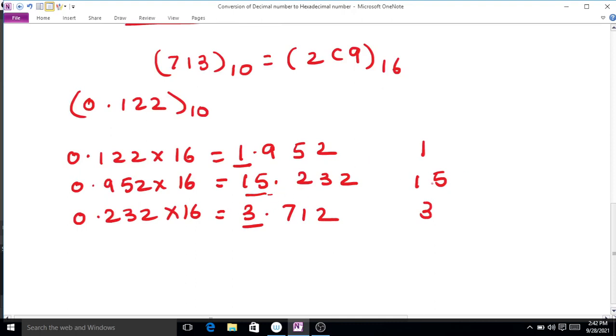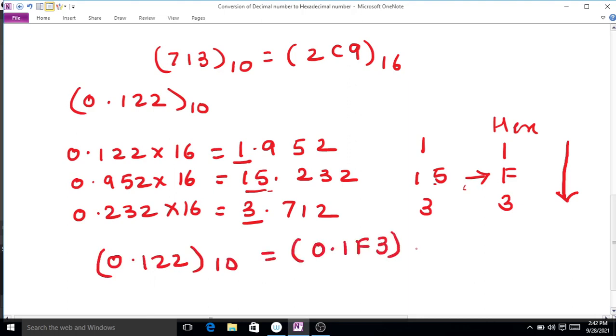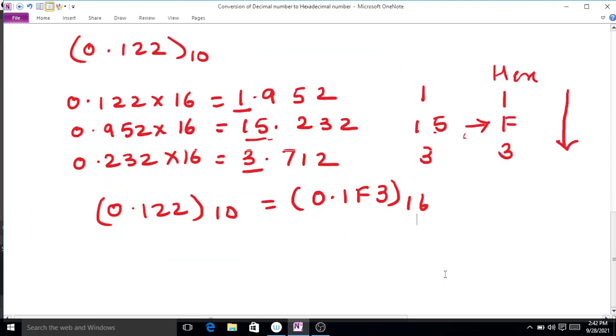Now we are going to convert these numbers into hex. So we will get 1, 15 is represented by F over here, and 3 as it is. So we will write down these numbers from top to bottom direction. So 0.122 in decimal is represented by 0.1F3 in hexadecimal.